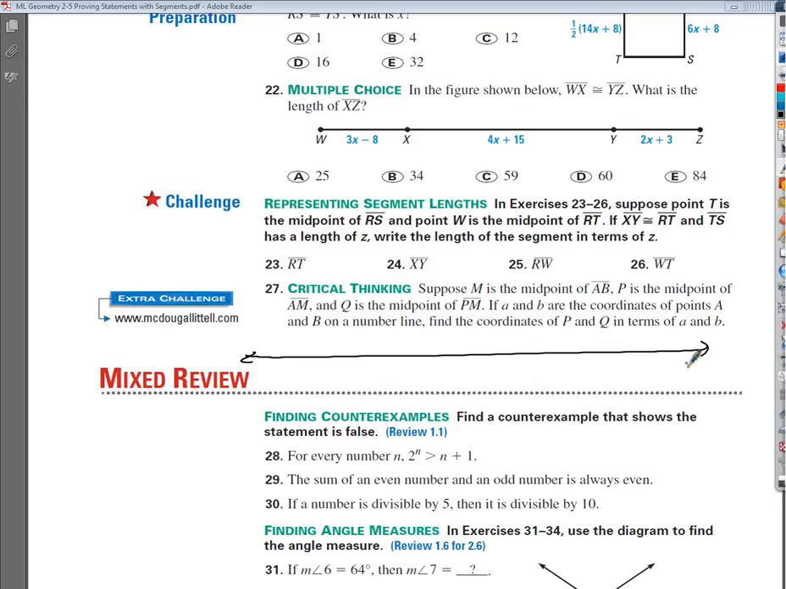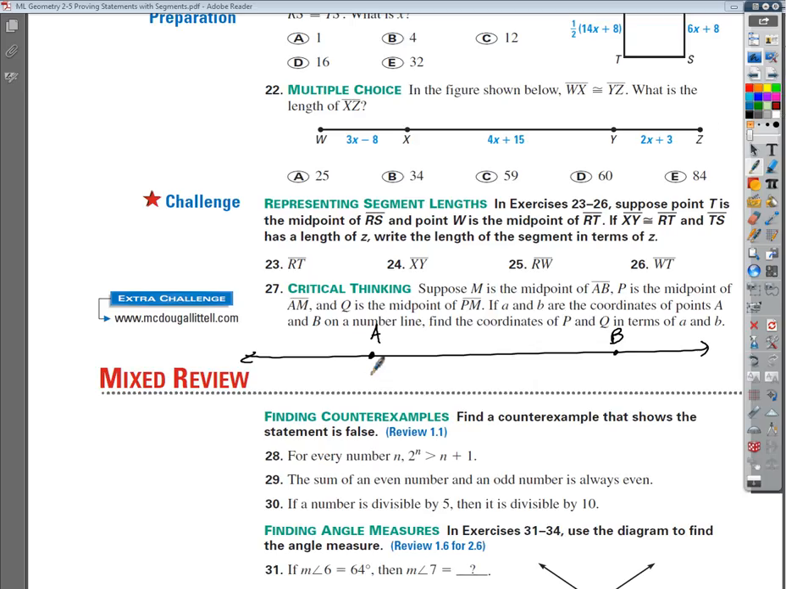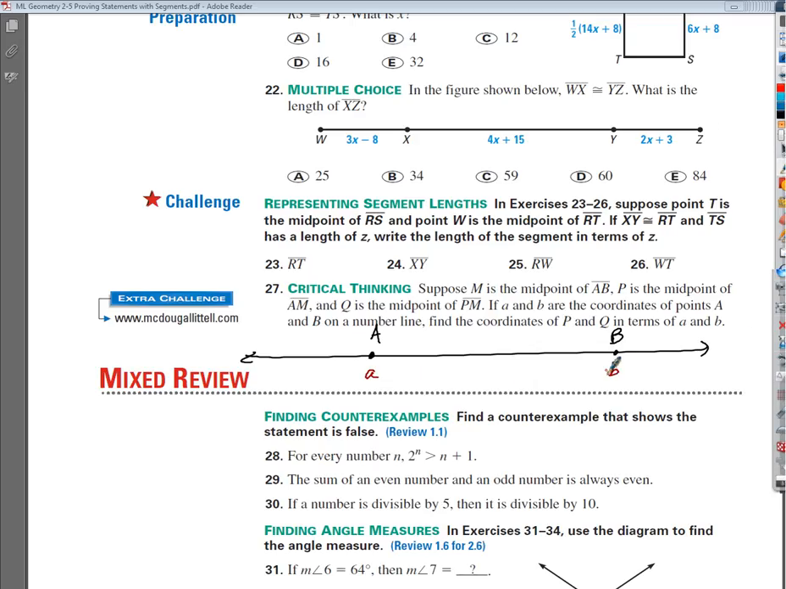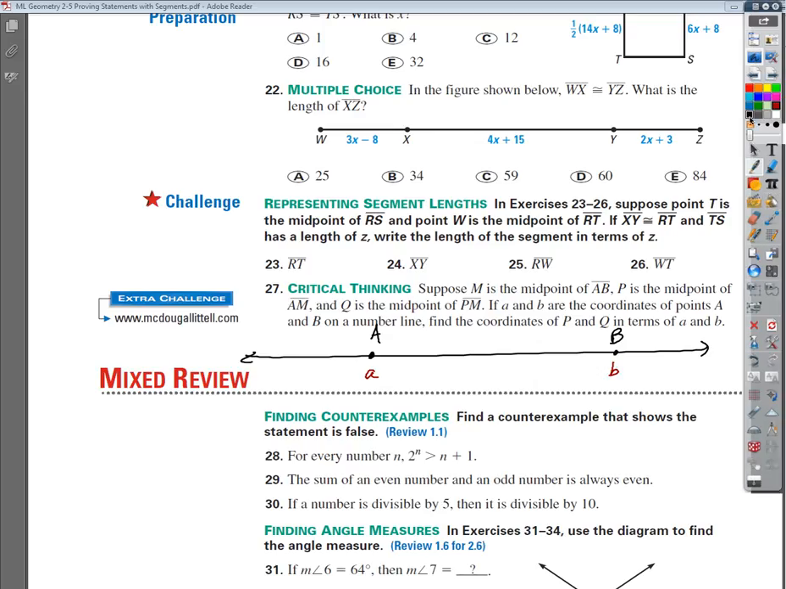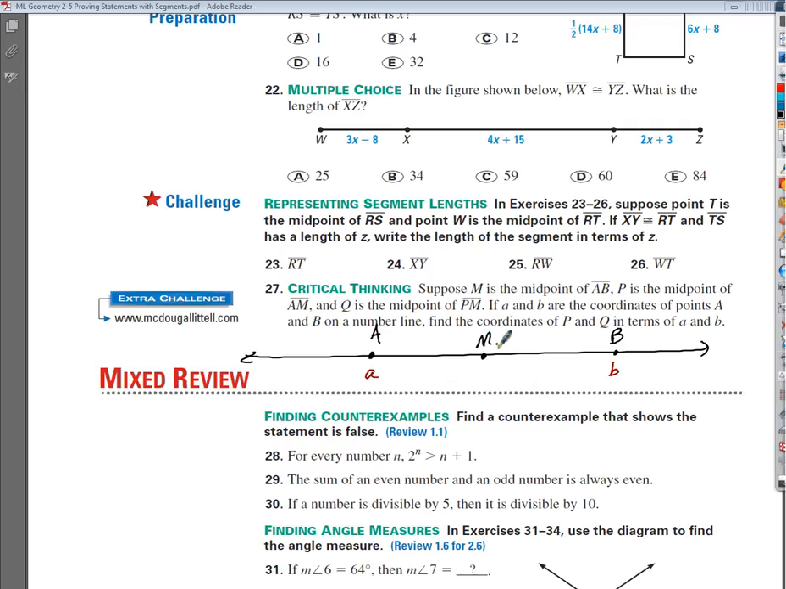there's our number line, right? Here's point A, and there's point B. The coordinates that go with that are little a and little b, right? So let's just do the midpoint, and you guys will have to take it from there. So the midpoint M is right there, isn't it? Okay? So what's the length of segment AB?